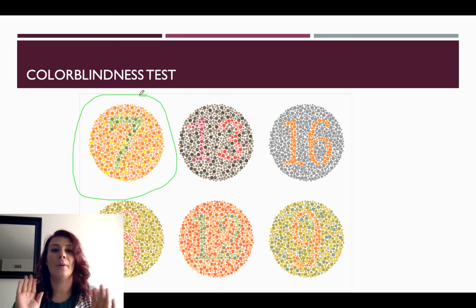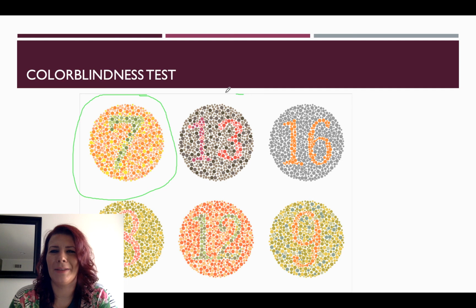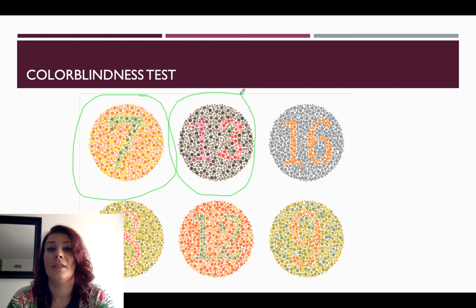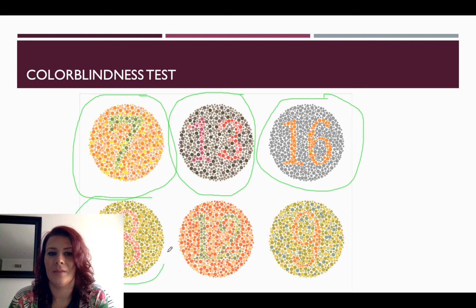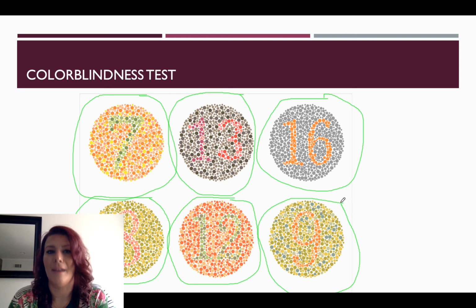So we should all see the number 7. If you don't see the number 7, give yourself a minute. Let's go to the next one. How about this one? We should see the number 13. This one over here, we should see the number 16. This one down here, we should see number 8. This one down here, we should see number 12. And this one over here, we should see number 9.